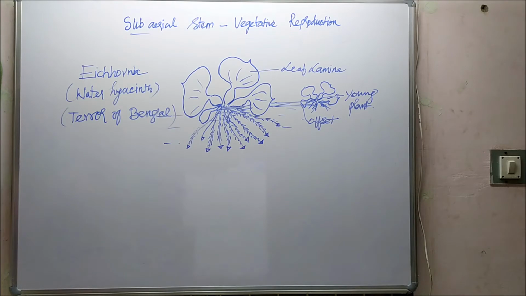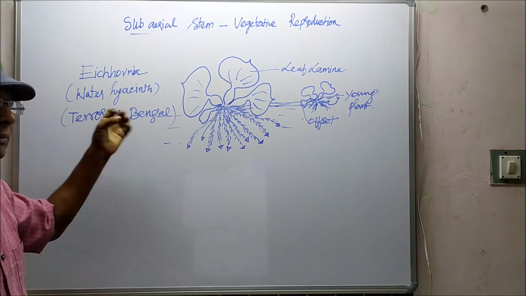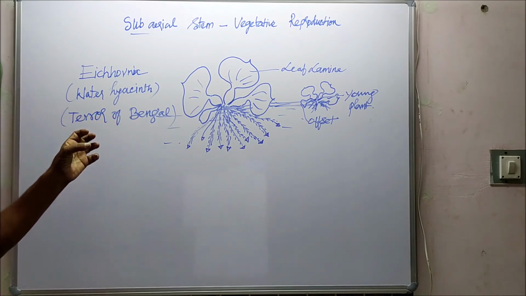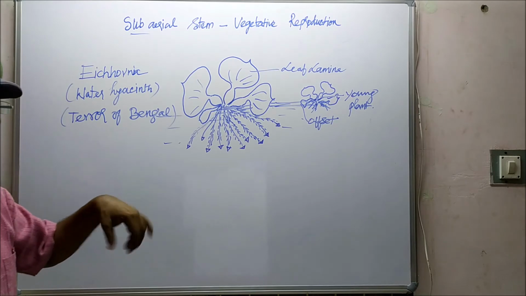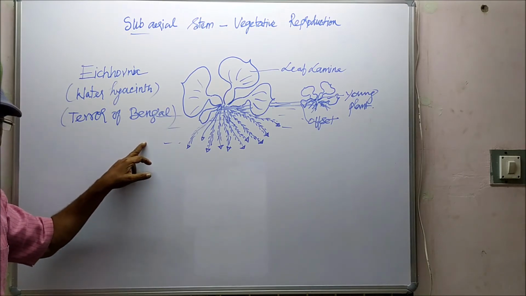So Eichhornia is called terror of Bengal. In Bengal, a number of water hyacinth, a number of Eichhornia plants are spreading all over Bengal and causing much trouble to Bengal. That's why it is called terror of Bengal.